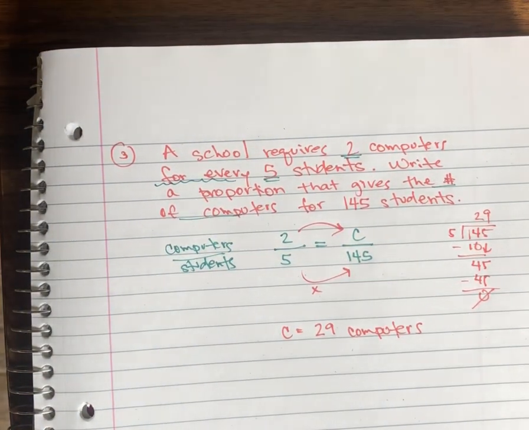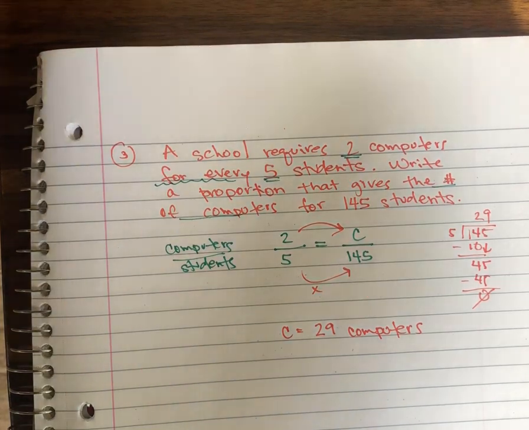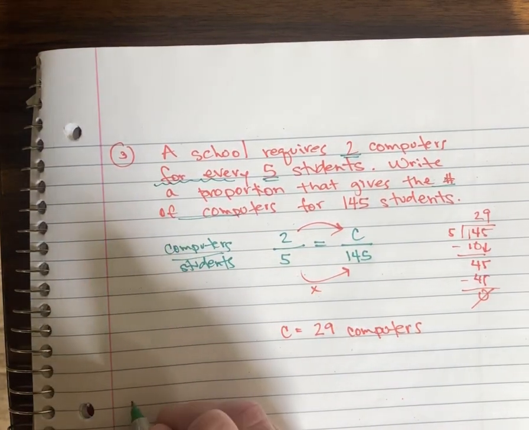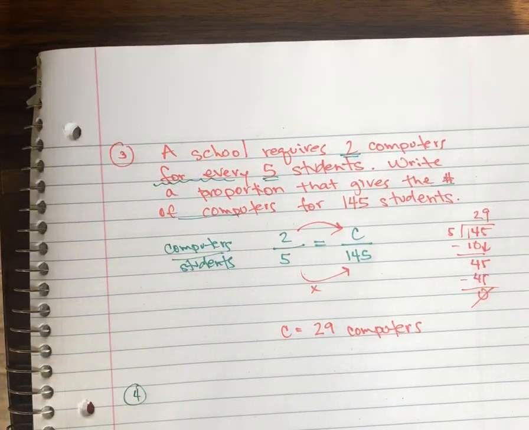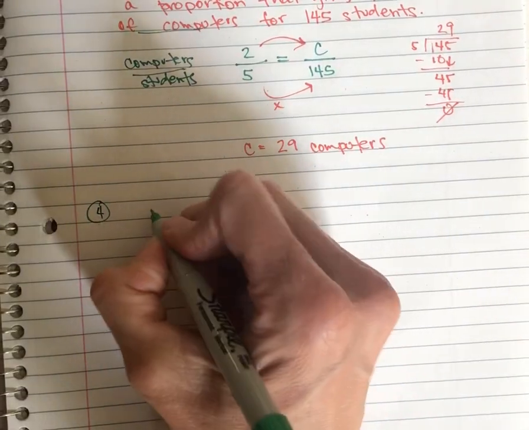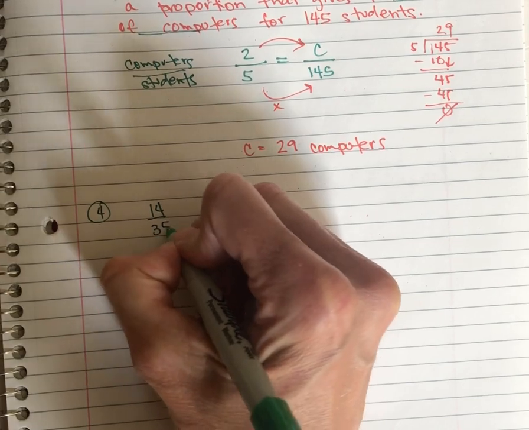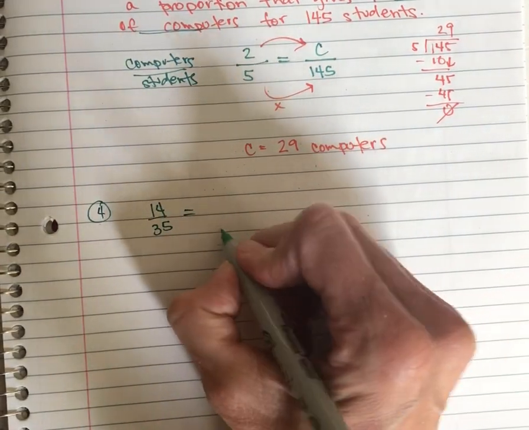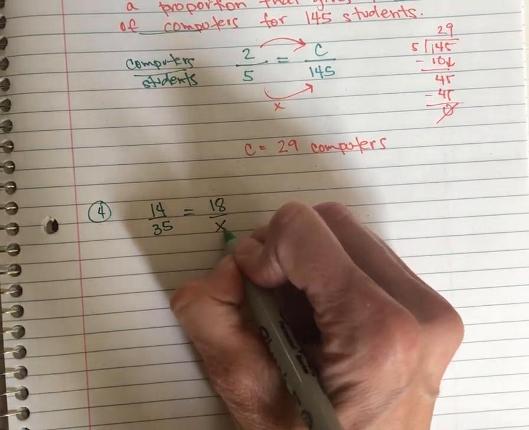Okay, let's try a few more that aren't set up as word problems. They're just given as straight up proportions that we have to solve. Okay, and then we'll be done. So we have 14 over 35 as our first ratio that's equivalent to 18 over x.